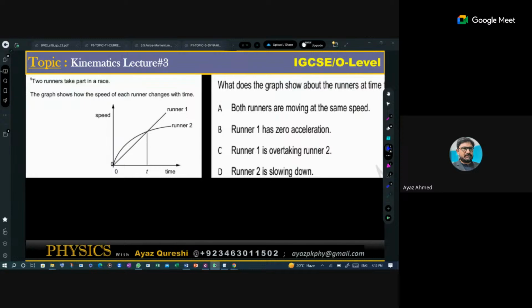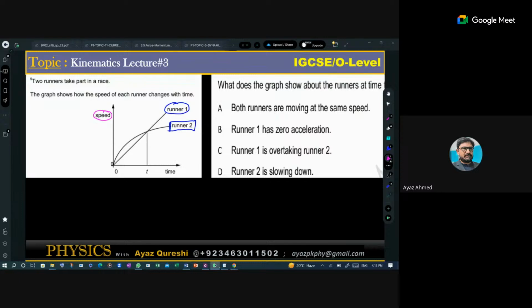Now, what about this question? Two runners take part in a race. The graph shows how the speed of each runner changes with time. Runner 1 has this graph and runner 2 has this graph. In this question, you are asked about the description of motion from the graph. It is a speed time graph.